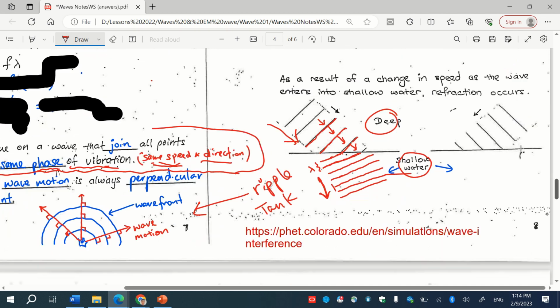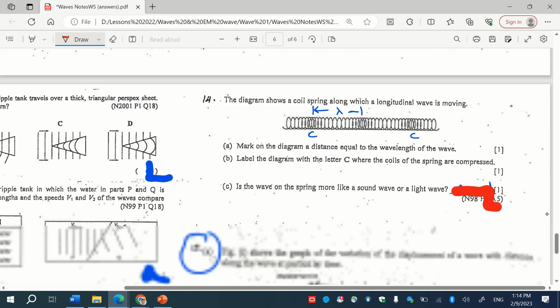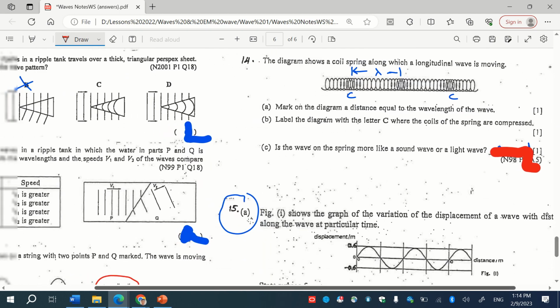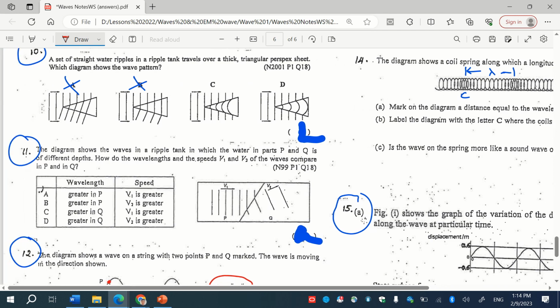Now, based on that, you can try answer these 3 questions below, and that's the end of this topic. I had the class try these 2 questions, question 10 and question 11, about deep and shallow region. The deep and shallow region is represented by this triangular part, the triangular platform introduced. Okay, this region is the shallow region.